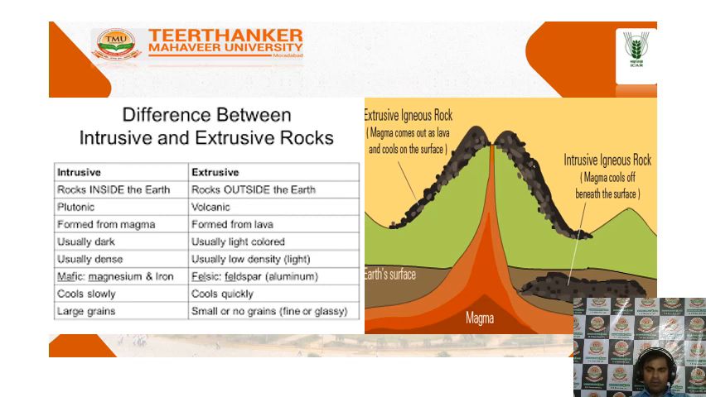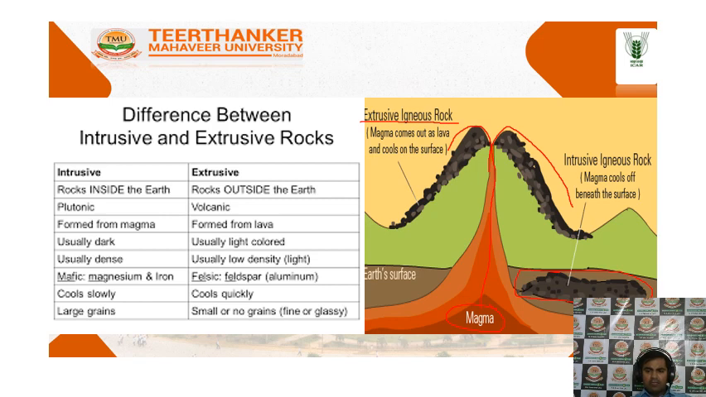Here you can understand better what is intrusive and what is extrusive. By this picture you can easily understand what is intrusive. Here you can see the rock is cooled and solidified within the earth. This one is the magma, okay, and this magma is erupted during a volcanic eruption and comes slowly above the surface. So the material that comes above the surface is known as extrusive rock.